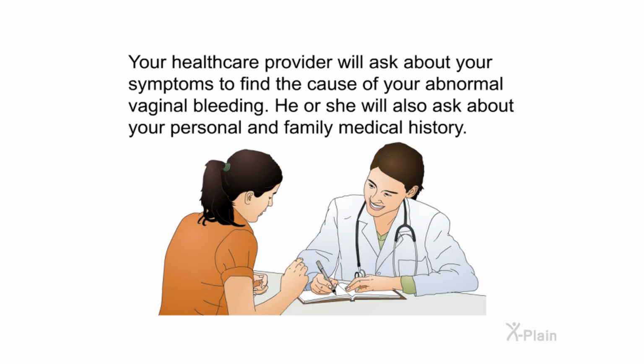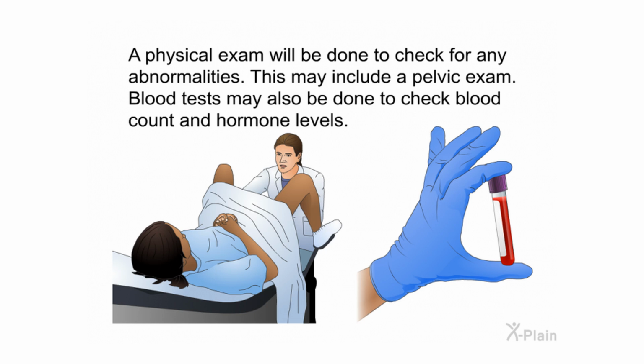Diagnosis. Your healthcare provider will ask about your symptoms to find the cause of your abnormal vaginal bleeding. He or she will also ask about your personal and family medical history. A physical exam will be done to check for any abnormalities. This may include a pelvic exam.